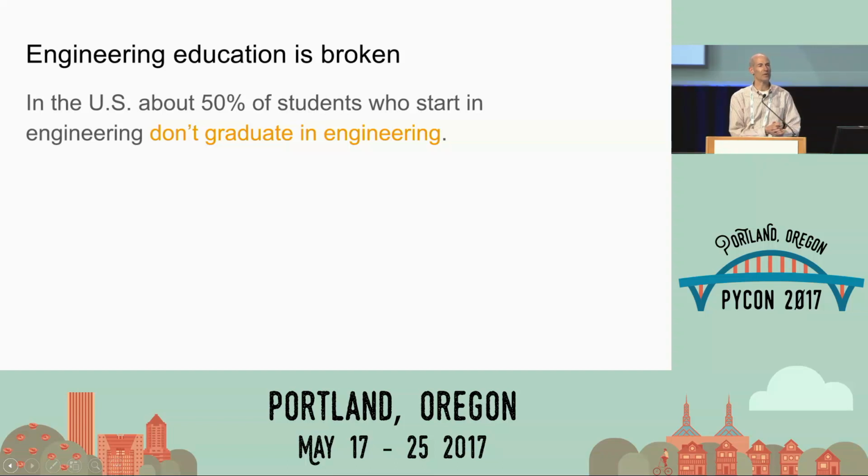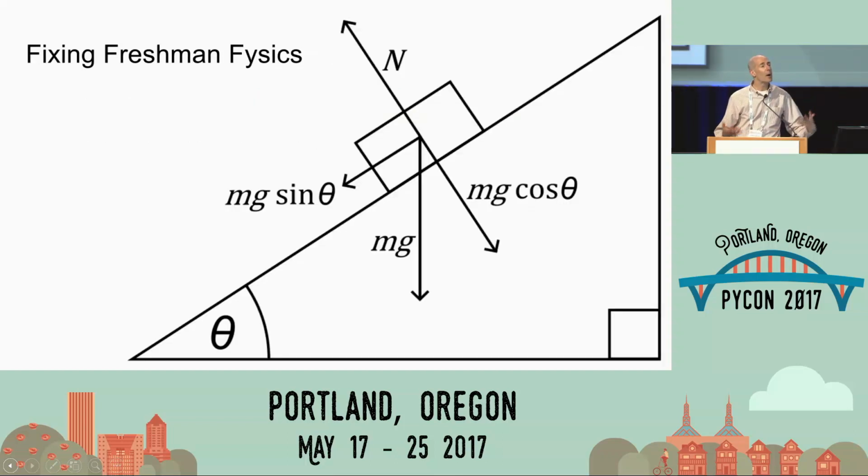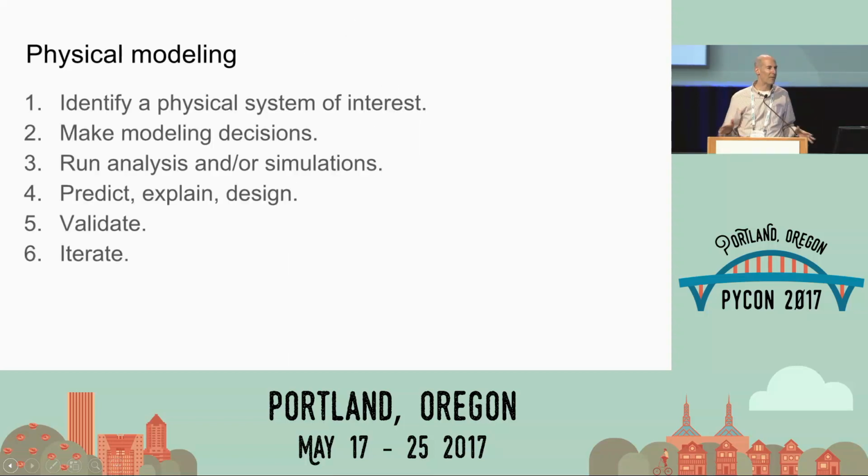With this number, which is that about 50% of the people who start an undergraduate program in engineering do not finish an undergraduate program in engineering. A big part of the reason is the science and math death march, which is for about 2 years, they don't get to do anything that resembles engineering, and a lot of people who would be great engineers never make it through this stage of the pipeline. So a big part of what I'm trying to do is fix that freshman physics experience, and part of that is getting rid of toy things like frictionless planes and no air resistance.